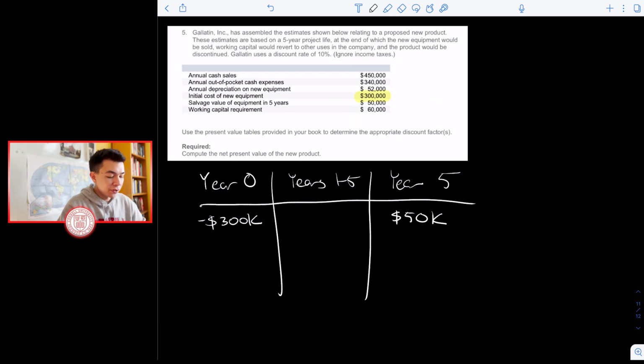And they also tell us that the working capital requirement is $60K. So I'm going to put negative $60K here. And I'm going to put positive $60K here. And the way of thinking of working capital, it's basically an investment. So you're spending that money initially, but you'll get it back after a few years.